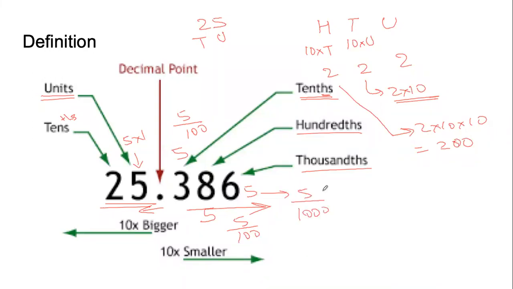Understand the difference. On the left hand side, we are multiplying the number with the place value, which is 1, 10, 100 or 1000. Now here we are dividing it by 10, by 100, or by 1000. So as we go left, the place value increases. As we go right, the place value decreases.